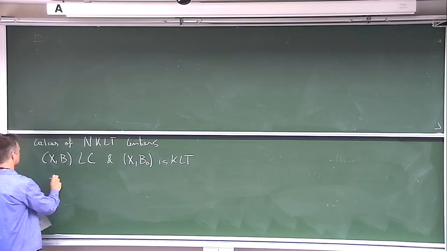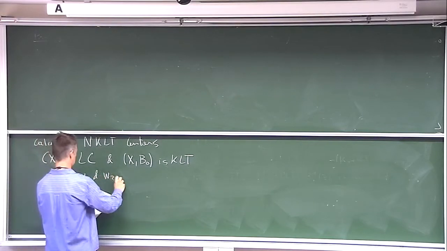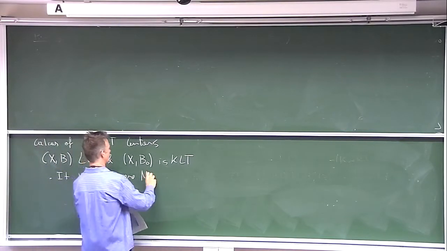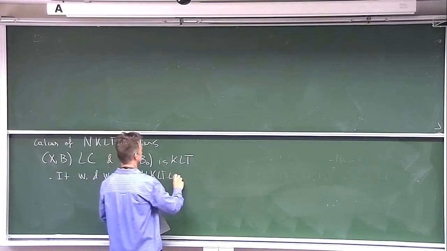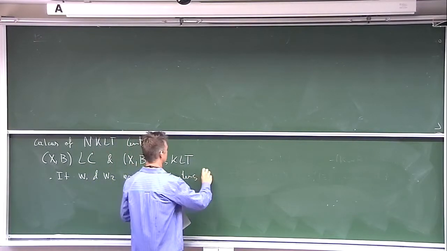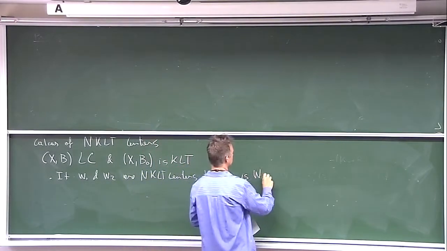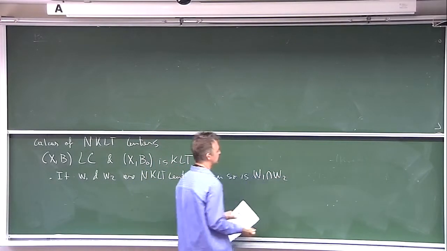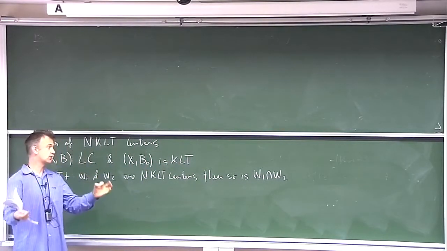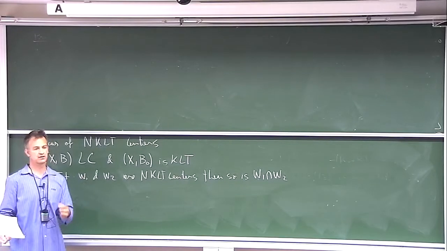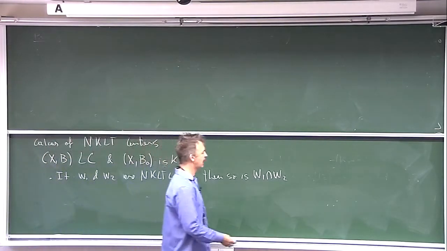So suppose that W1 and W2 are non-KLT centers, then so is W1 intersect W2. I have to be a little bit careful. W1 intersect W2 may have many components. Each component of the intersection of W1 and W2 is also a non-KLT center. What's the intuition behind this?